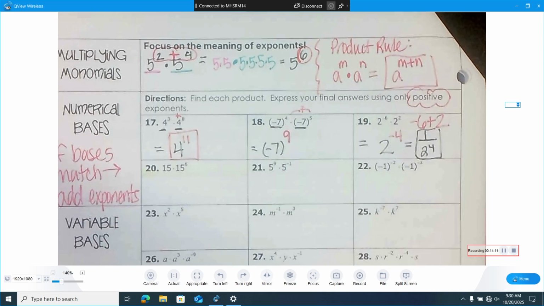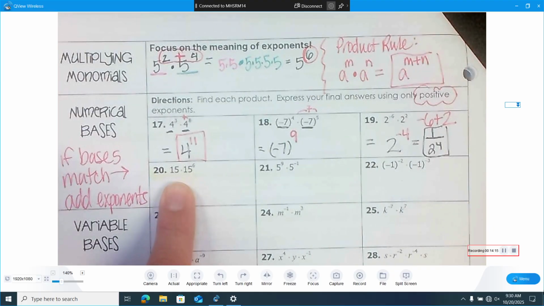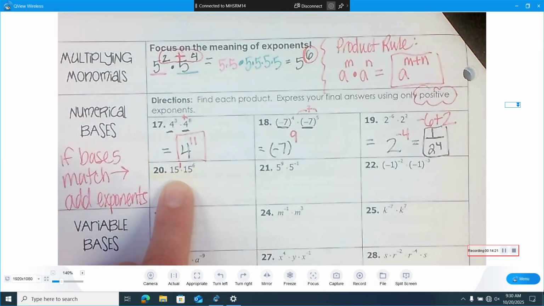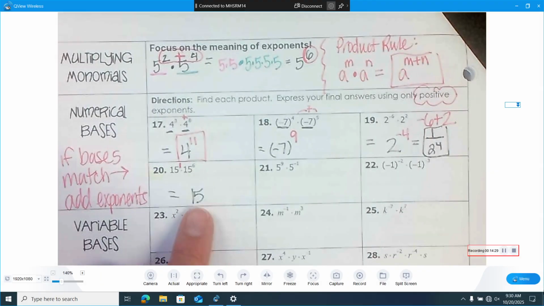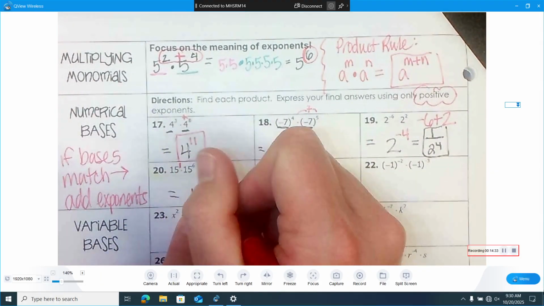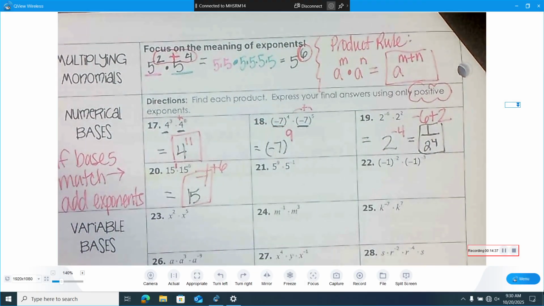All right, what about number 20? What's the exponent? There's a 1. It is 15 to the 1st. Everything always has an exponent. It's important you understand that. There's a little exponent of 1 there. Our base is 15. It stays the same. And what should our new exponent be? 7. 1 plus 6 gives me the 7. So 15 to the 7th power.